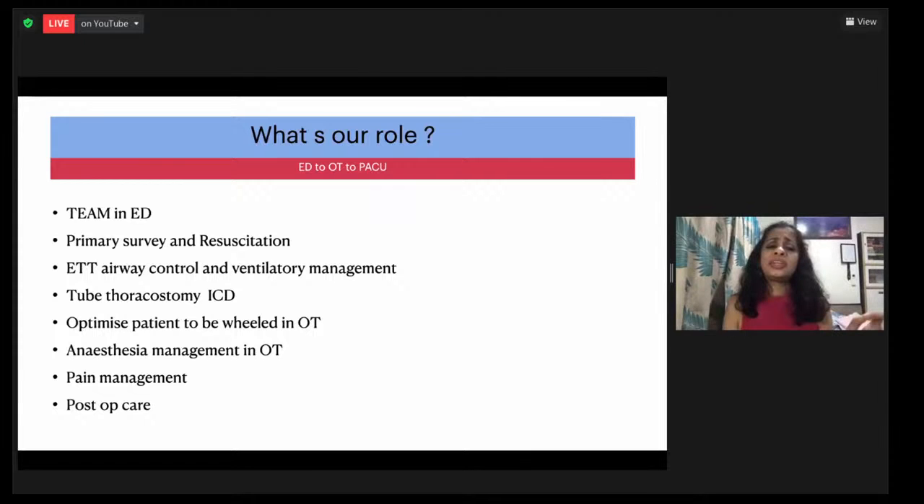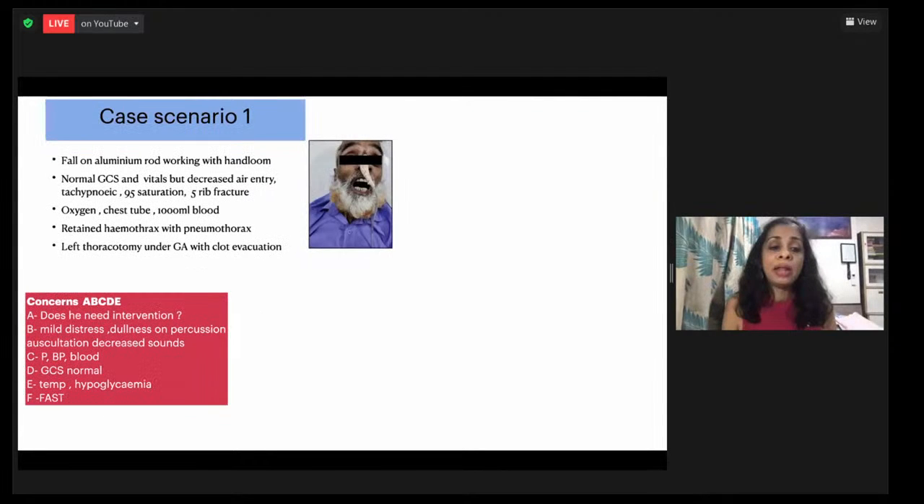I think ICD insertions we can learn easily, not a big deal. We are there to optimize the patient, to stabilize, and also make a decision that now is the time to take the patient to the operation theater. We are providers of anesthesia for chest injury surgery in the operation theater, pain management, and post-op care. I have 1 or 2 cases which we can discuss.